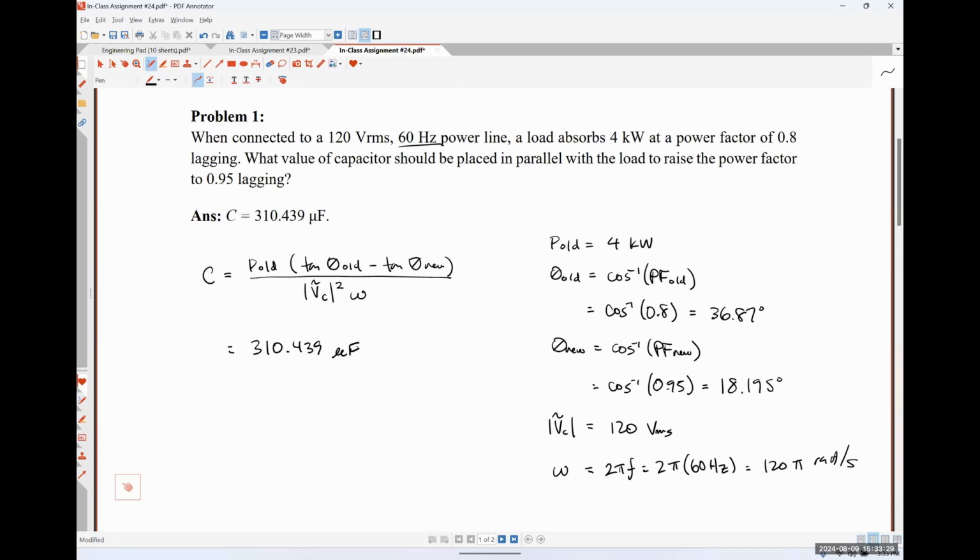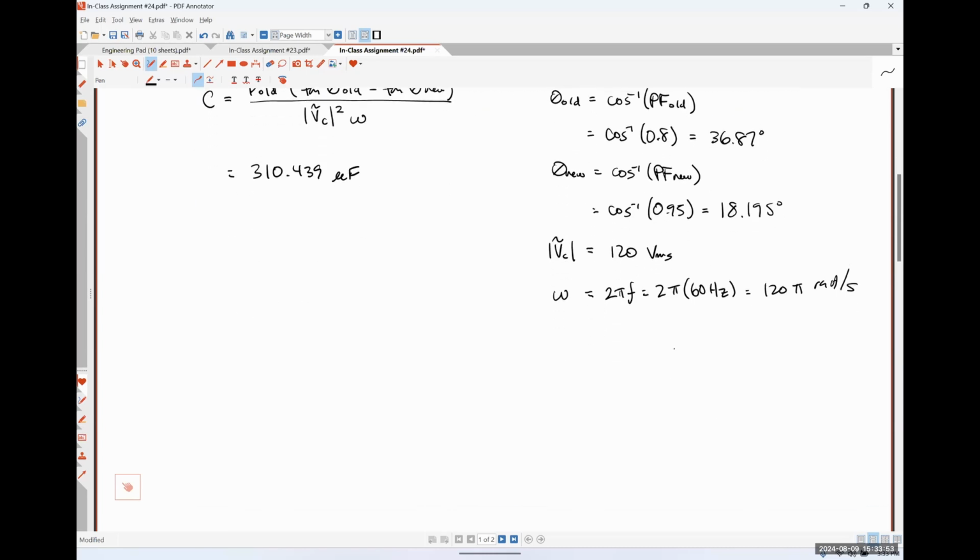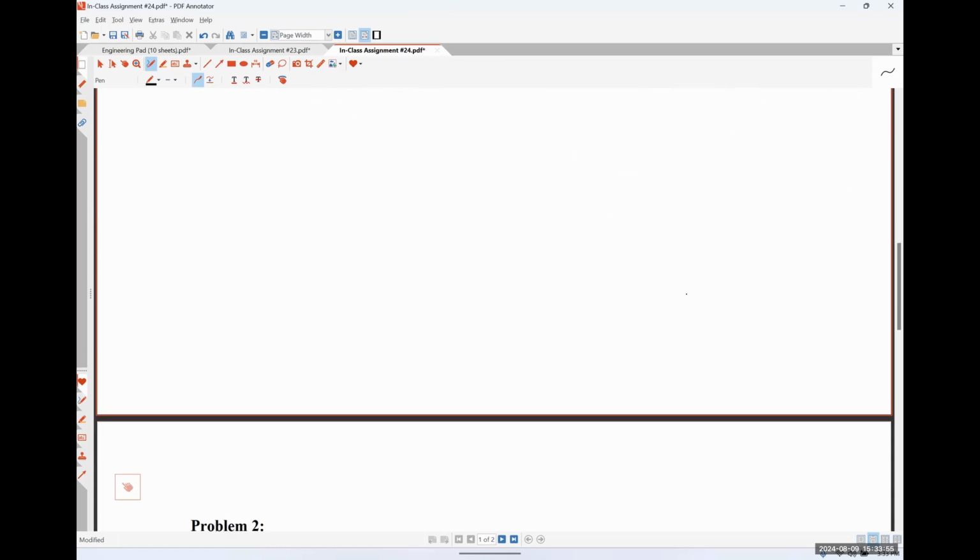This problem, I hope, seems pretty easy, and it is pretty close to the type of questions that I usually ask on your exams. Okay, so let's look at problem 2. Actually, before we move on, does anybody have any questions about this particular problem? Okay. So let's look at problem 2, and then we will wrap up for the day.